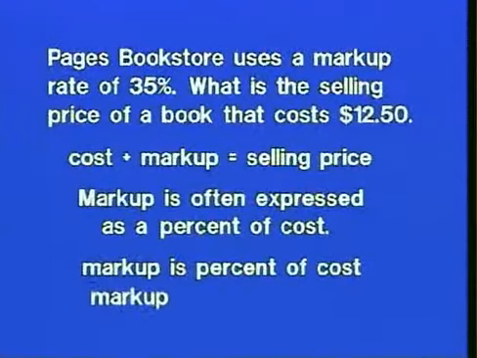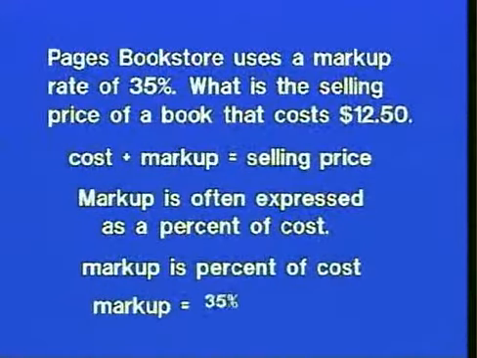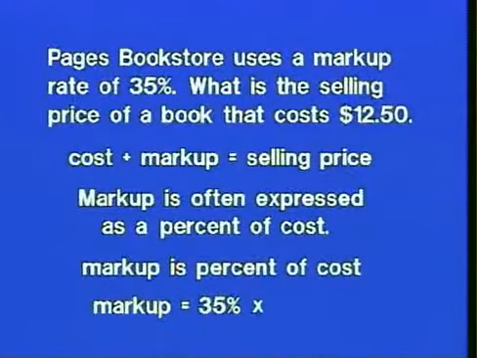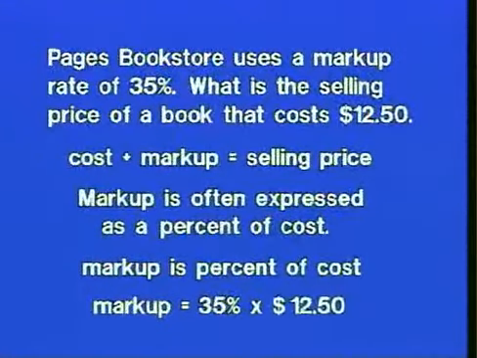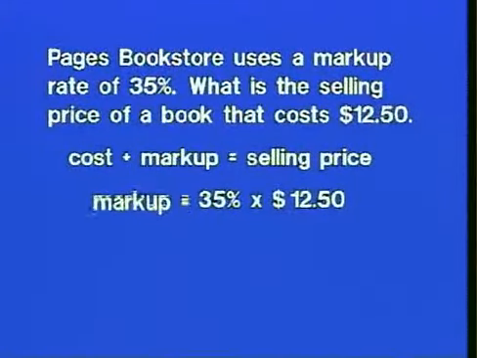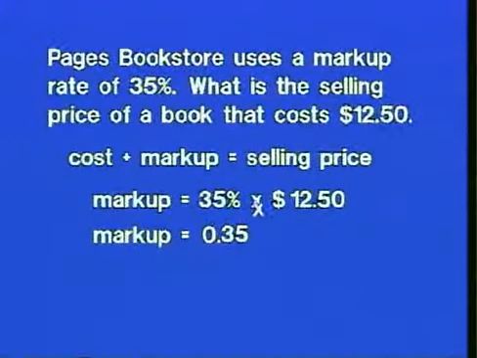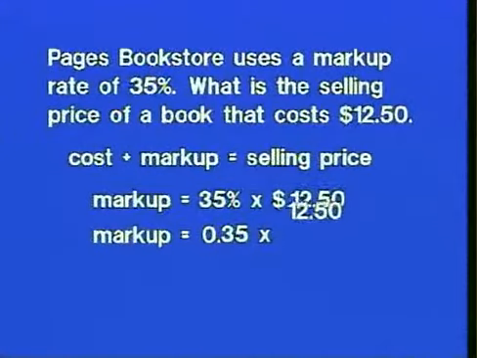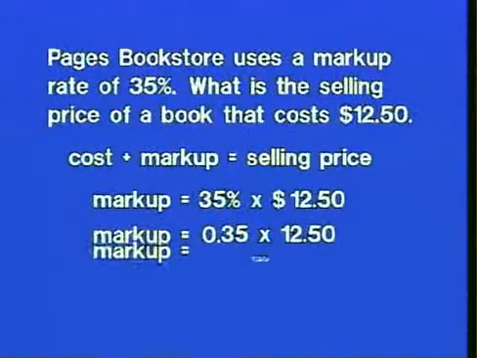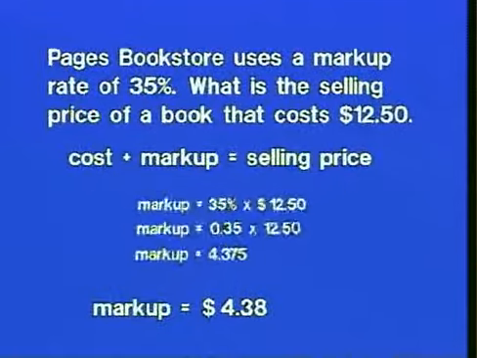Now, let's figure out the markup in our problem. The markup then is, or is equal to, some percent of the cost. The percent is given to us as 35%. Of means times, and the cost of this book is $12.50. Well, now it's pretty easy for us to calculate the markup for our problem at hand. The markup is 35% or 35 hundredths times $12.50. And when we multiply, we find the markup to be $4.375. Well, we're thinking about dollars and cents here, so we might round this to the nearest penny, which means that the markup is $4.38.